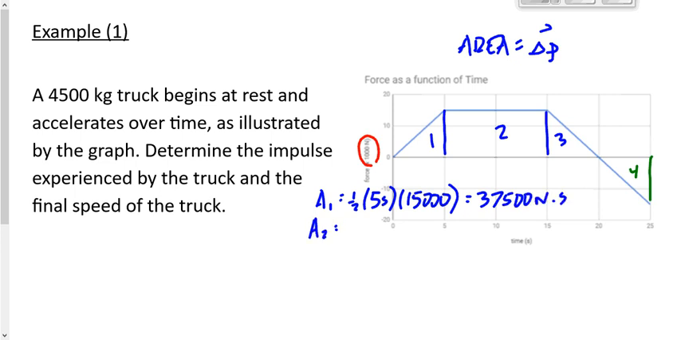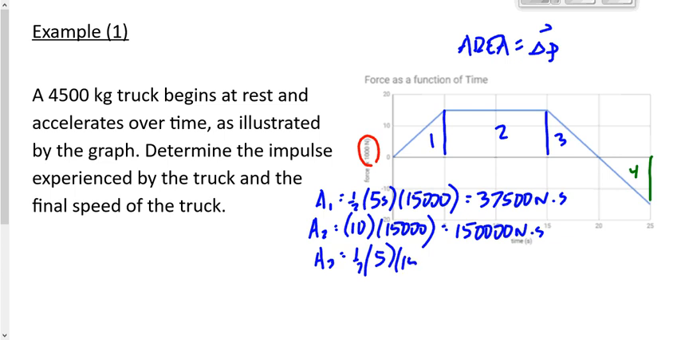The second one's a rectangle. It's easier. The base is from 5 to 15. The base is 10. The height is 15,000. Third one, it's a triangle again. The base goes from 15 to 20. It's 5. The height is 15,000.